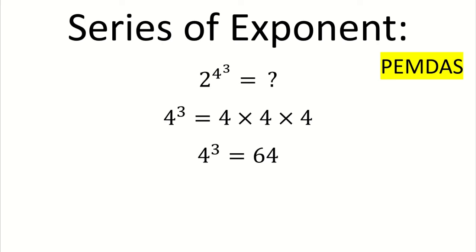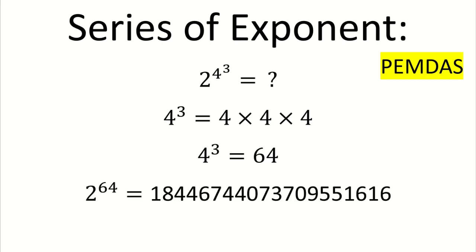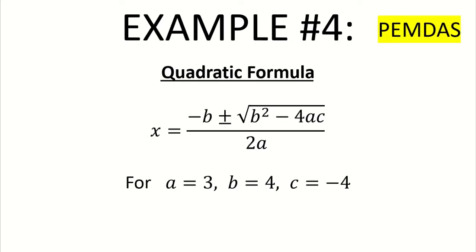Now we are able to solve the base 2 raised to the power 64, which will give us a huge answer. This is because the number 2 is used as a factor 64 times. Alright, enough of these easy peasy examples. Now let's look at a more complex example of order of operations.